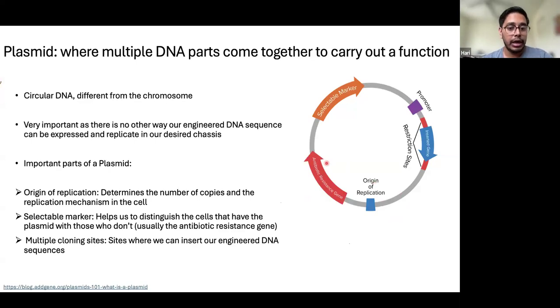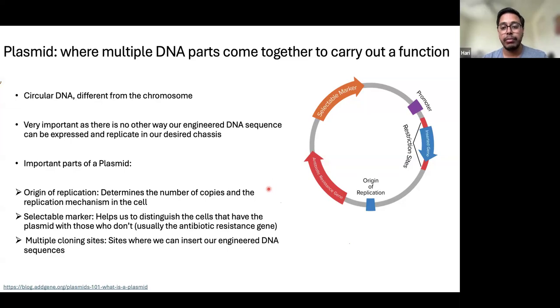And then if we are using multiple plasmids in a single organism, then it's also necessary to consider the origin of replication, because we need plasmids that are compatible with each other and the host, so that the origin of replication can actually ensure that the plasmids are replicated when the cells divide.